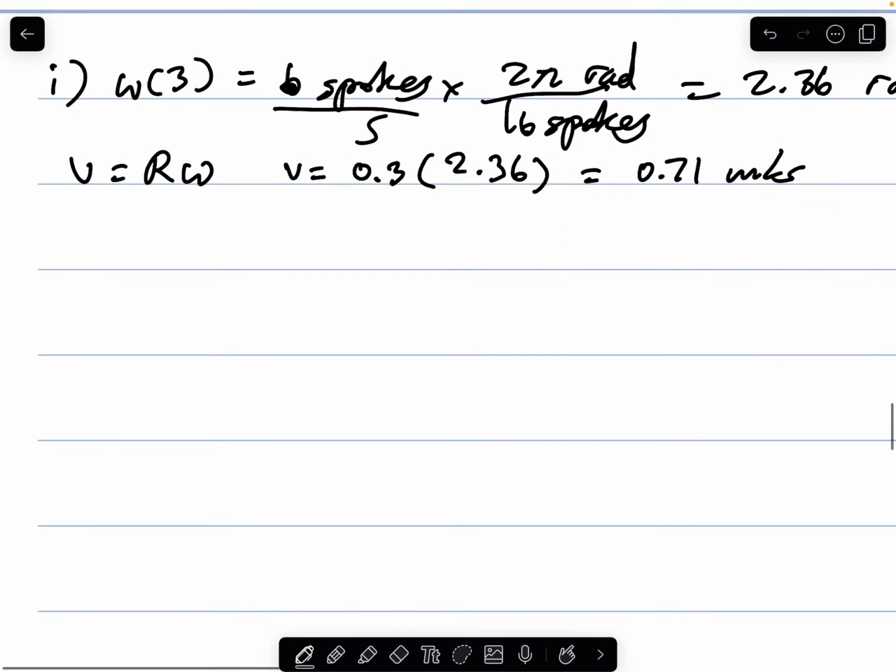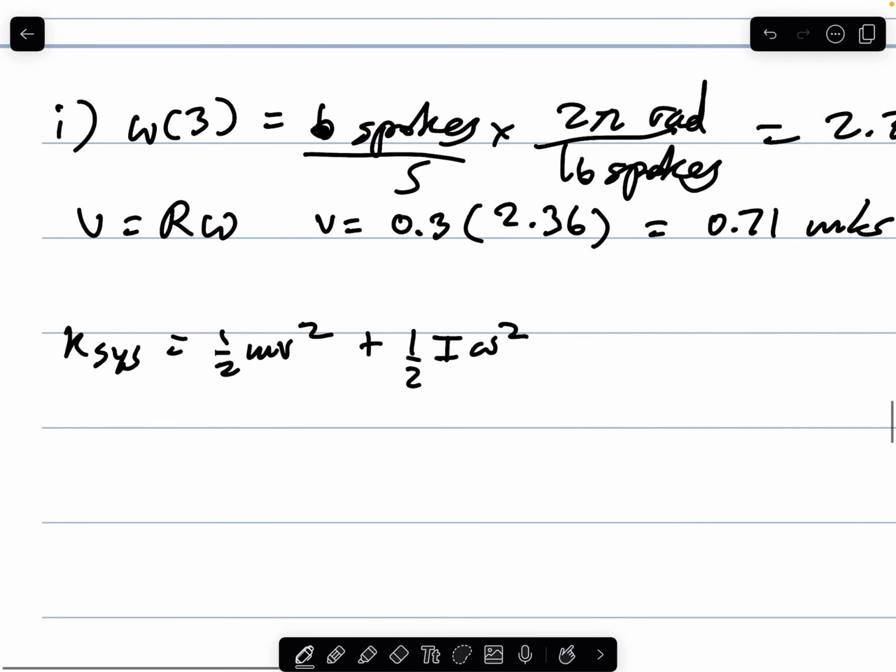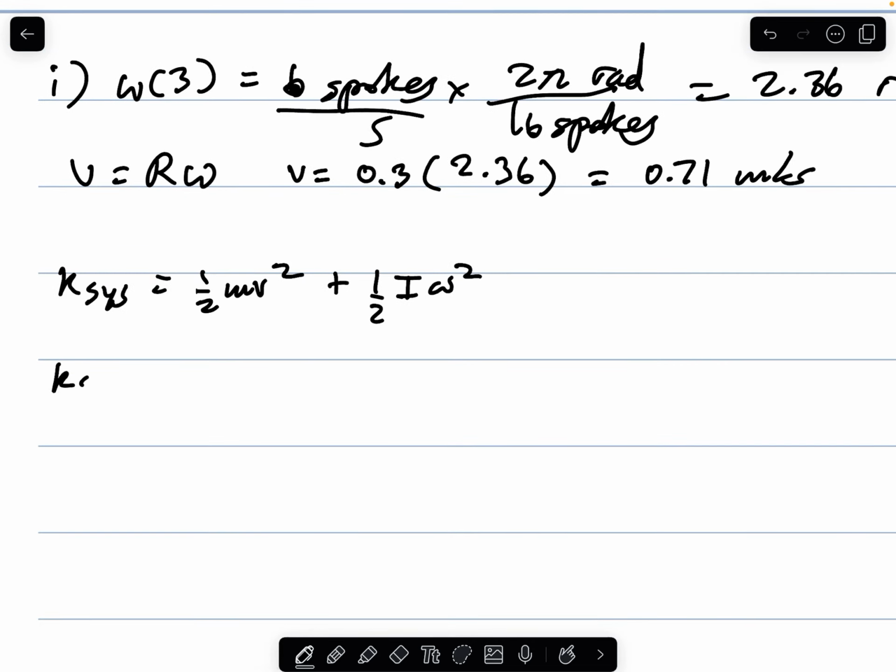Okay. So then kinetic energy of the system is 1/2 mv squared. And this is going to be the translational kinetic energy for the hanging mass, because there's linear kinetic energy for the hanging mass. But you do 1/2 I omega squared for the bicycle wheel, because there's rotational kinetic energy for the bicycle wheel. So now you just plug in everything you know.